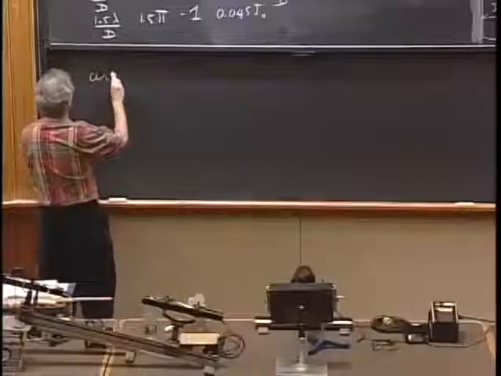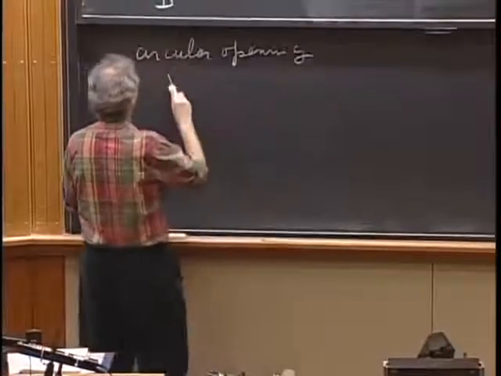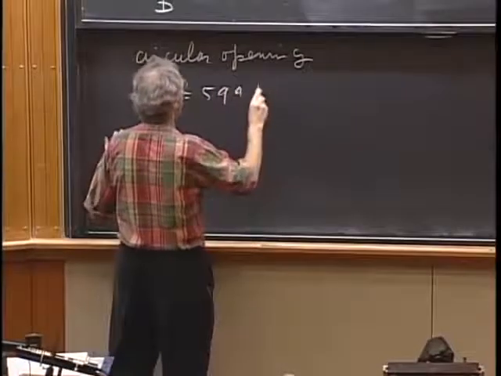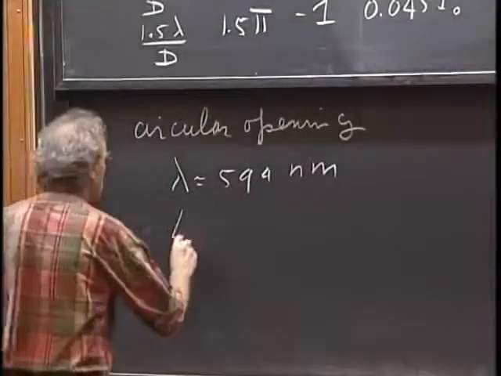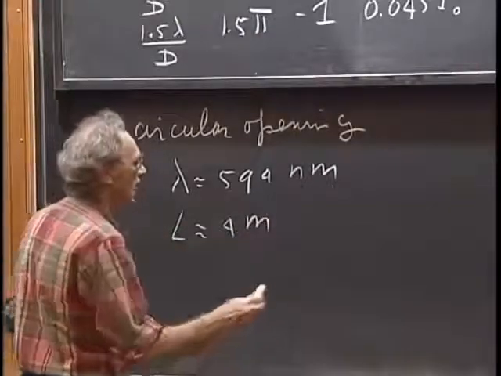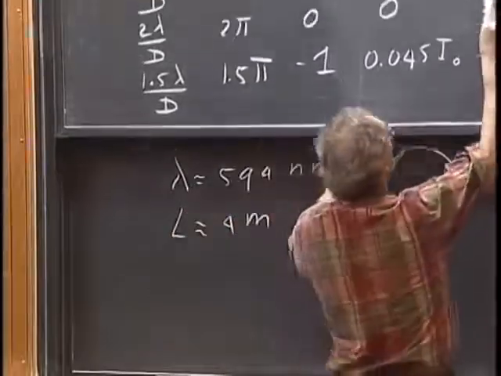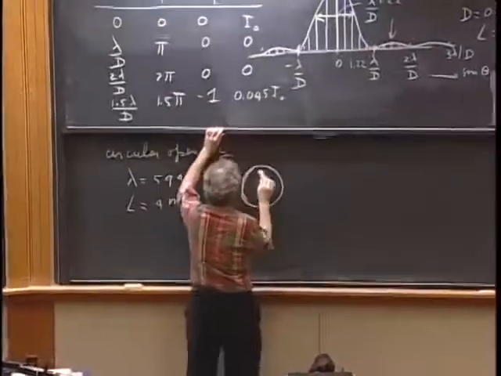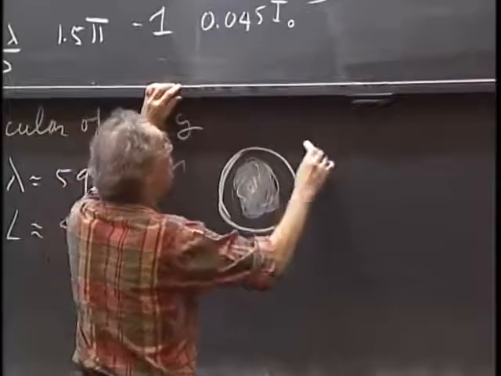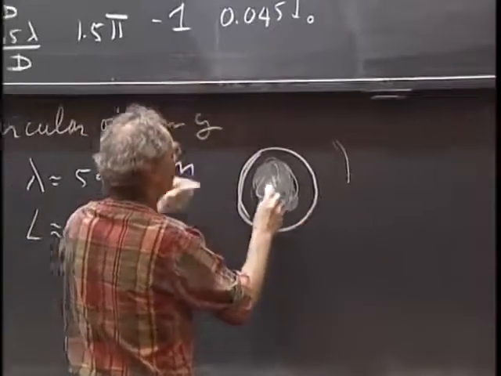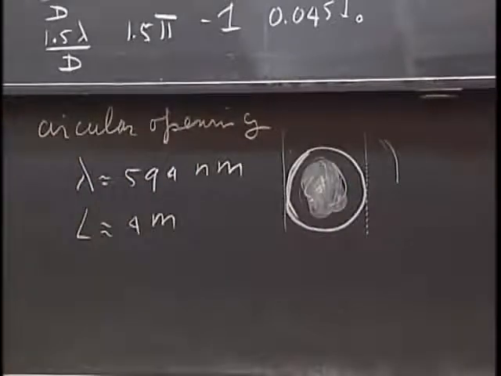So it is a circular opening, call it a pinhole, and lambda is about 594 nanometers. It's also a laser. And the distance to the screen L is about 4 meters. And what you're going to see is a ring, which is this ring, and then you see this light inside, which is very difficult for me. This is the very high maximum, and then you will see more rings outside. This ring is quite well defined. You're going to see that very sharply defined.